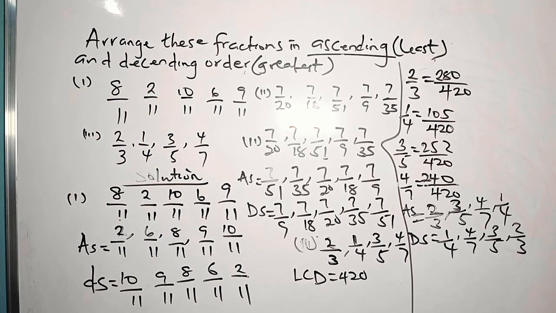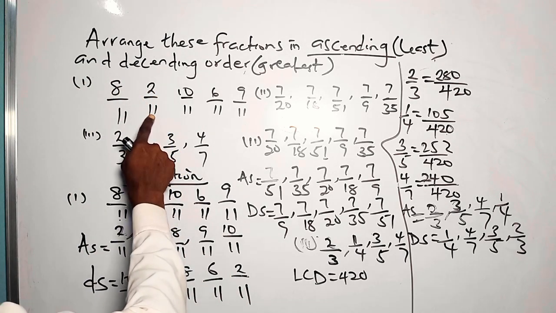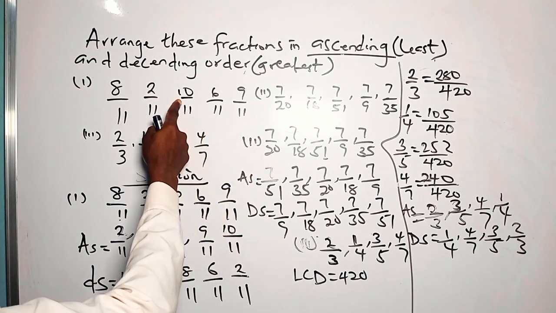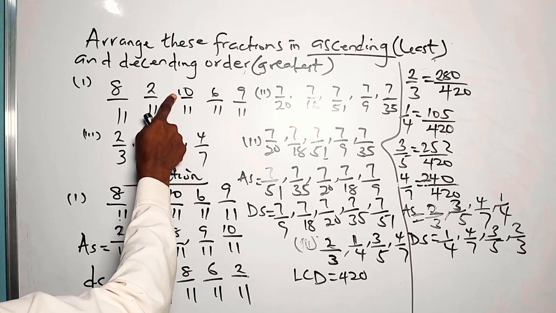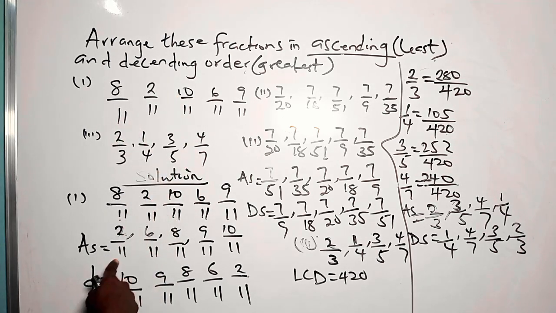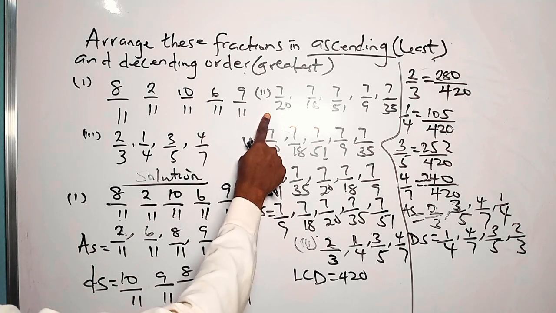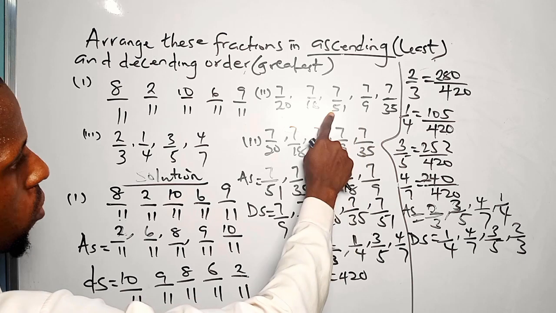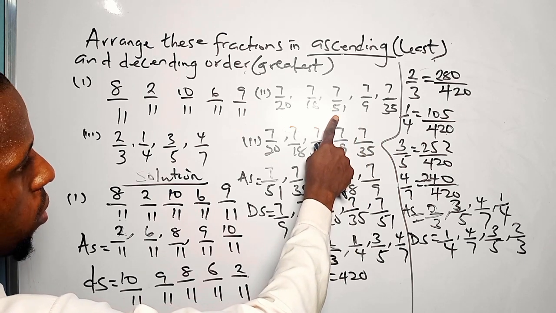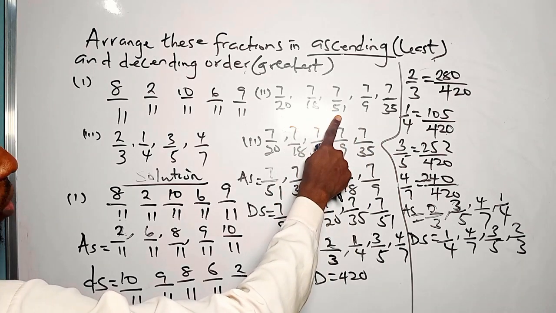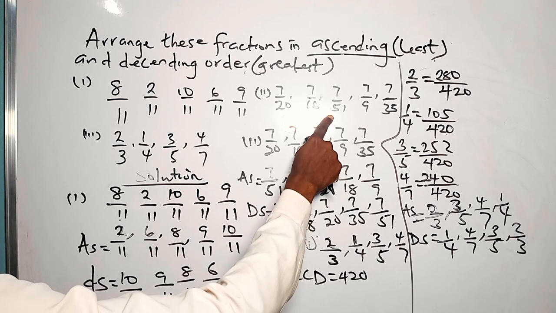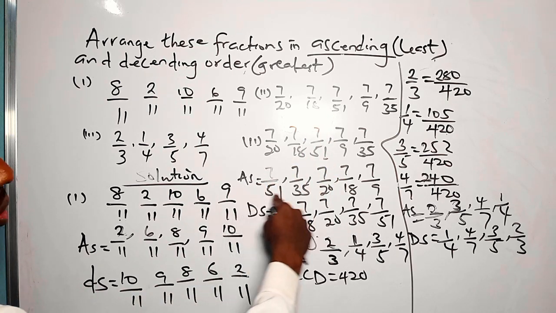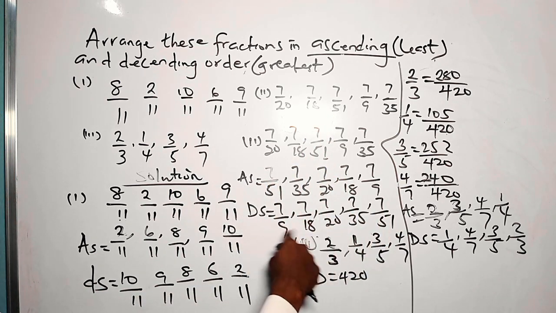So in summary, when we have the same denominator, we can easily use the highest numerator to arrange in ascending or descending order. When we have the same numerator with different denominators, the highest denominator will always be the least in our arrangement. So when arranging in ascending order, it comes first. The reverse is descending.